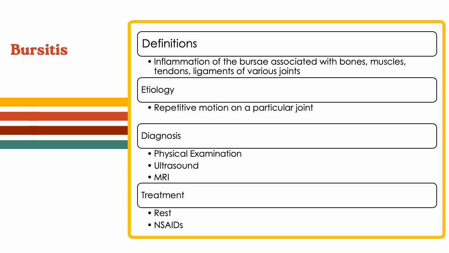You can see this bursitis develop in the joints of the arms. Diagnosis usually requires physical examination, ultrasound, as well as an MRI. As far as treatment, you do have to have rest and NSAIDs.